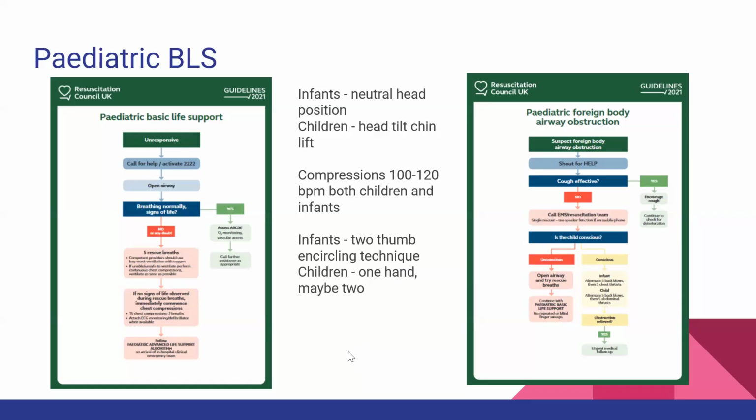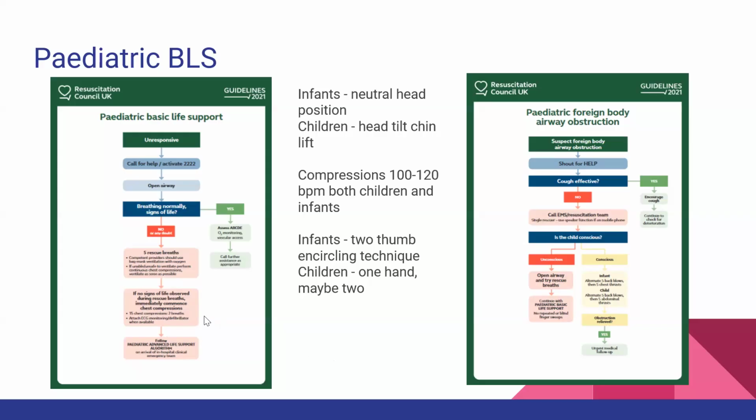With the actual technique of compressions, if you've got an infant, you basically want to hold them in your hands, encircle, have their chest within your hands, and your thumbs at the front, and then you use your 2 thumbs to do the compressions. Same, a third of the way through the chest. With children, depending on their size and your size, you might use 1 hand. If you need to use 2, use 2.